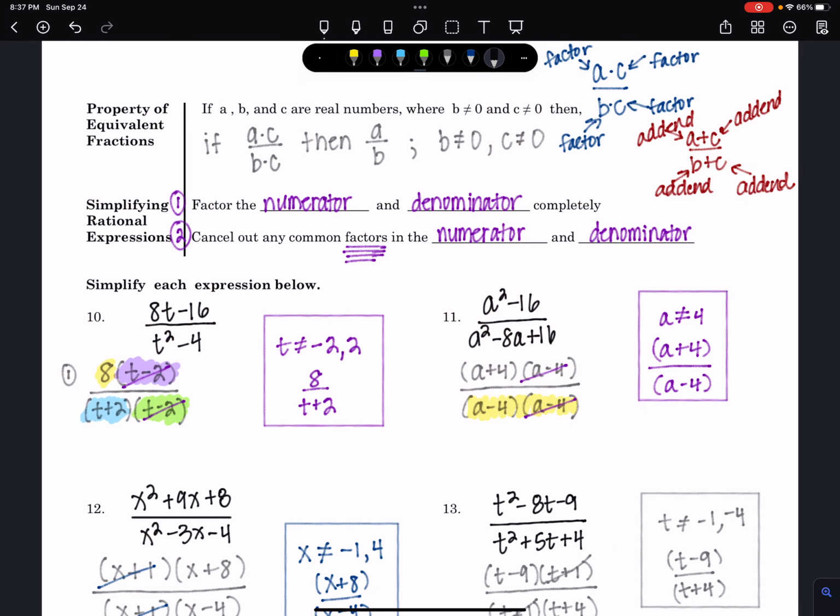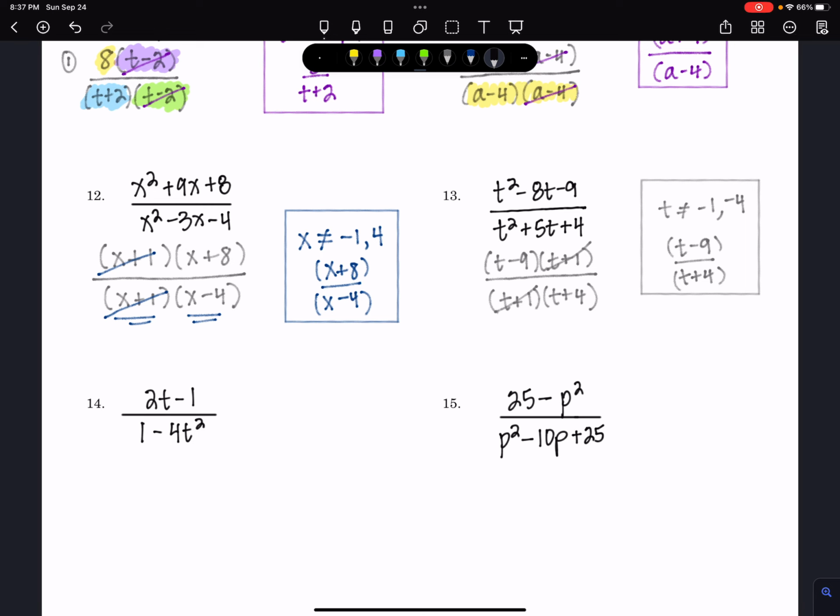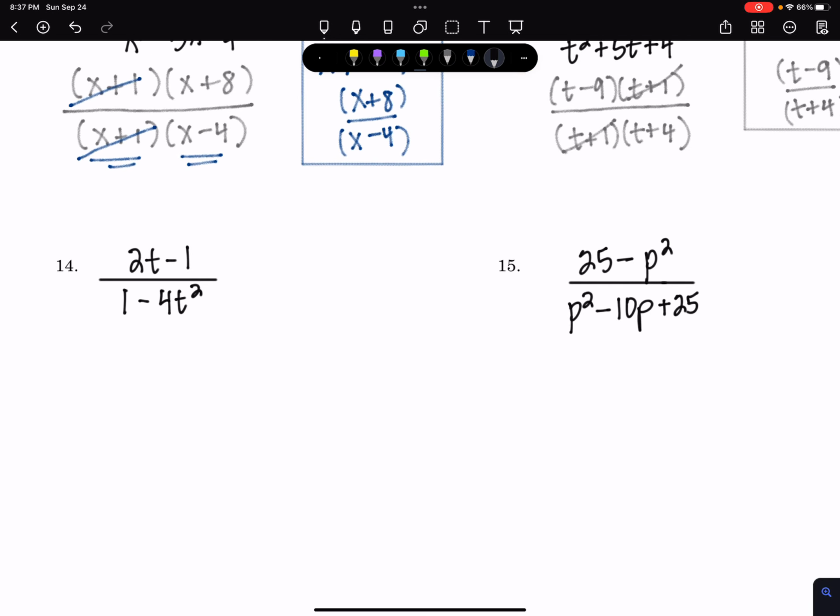So now let's come back here and take a look at what we've got for number 14. In the numerator, we've got 2t minus 1, and in the denominator, I've got 1 minus 4t squared. Well, 1 minus 4t squared is a difference of two squares. 1 is a square of 1, and 4t squared is a square of 2t. So this is going to factor 2t minus 1 in the numerator, and then in the denominator, I'll have 1 plus 2t and 1 minus 2t.